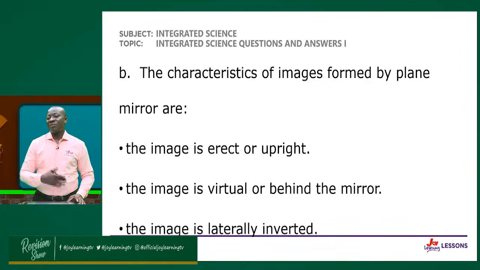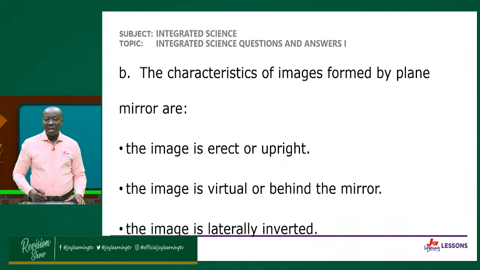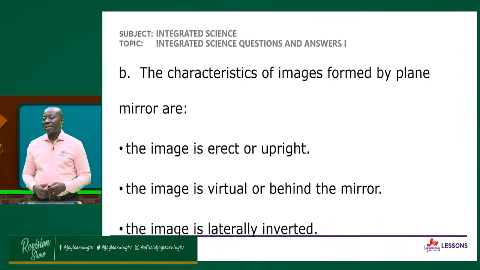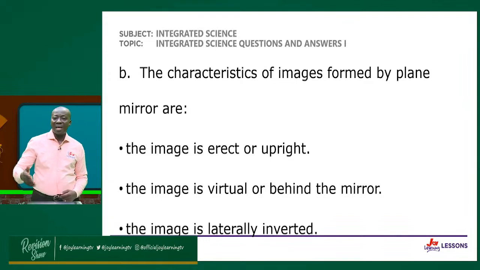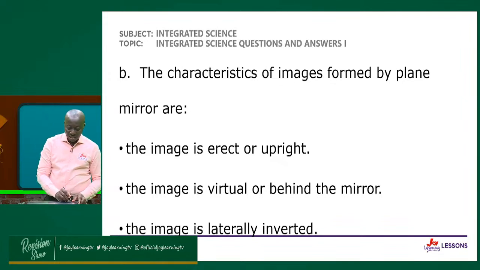If you stand in front of a mirror, you see yourself, but the yourself that you are seeing is not a real thing. It's at the back of the mirror. And the image is laterally inverted. So if you stand again in front of a mirror and you extend your right hand, you see that the right hand of the image is also in the same place. So it's like the image has turned. So we say it is laterally inverted.